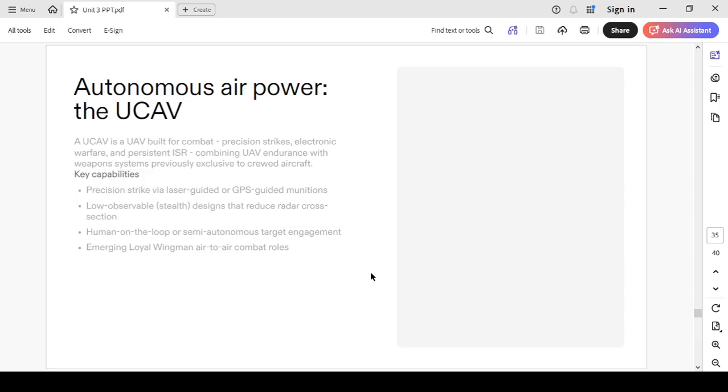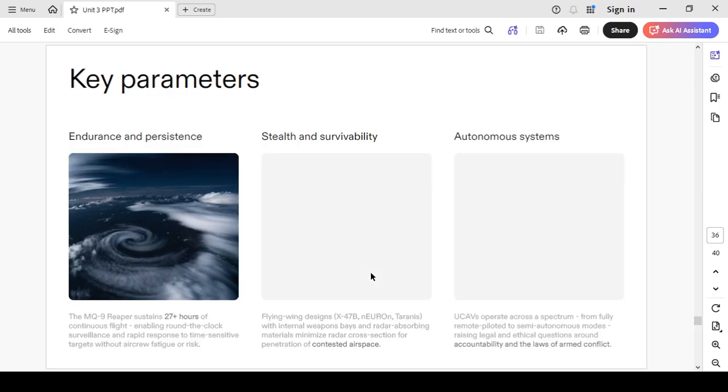The capabilities would be precision strike via laser-guided or GPS-guided munitions, low-observable stealth designs, reduced radar cross sections, human-on-the-loop or semi-autonomous target engagement systems, emerging loyal wingman, and air-to-air combat plays a very vital role in this case. The key parameters, as we have already discussed: endurance, persistence, stealth and survivability, autonomous systems. These kinds of drones or UAVs can sustain more than 27 hours of continuous flight.